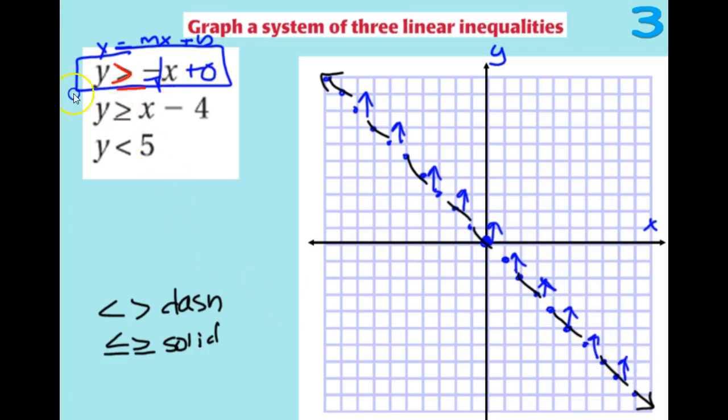And then I'm going to shade this, or graph this next one. This one is also in the form y equals mx plus b. So b is negative 4. 1, 2, 3, 4. And our slope is 1 over 1. Up and right, up and right. Or down and left, down and left.